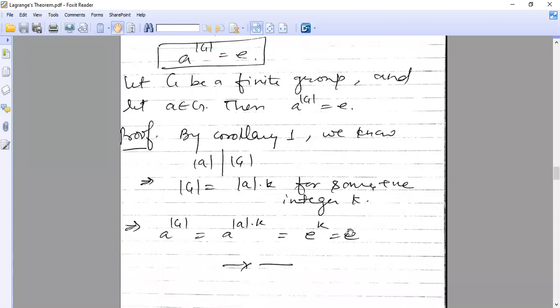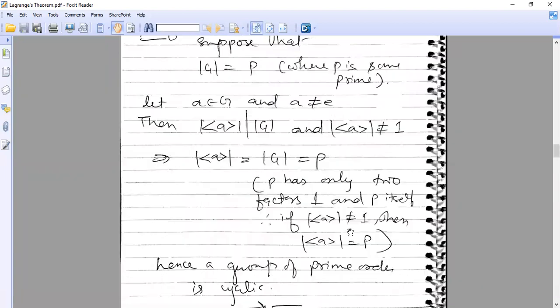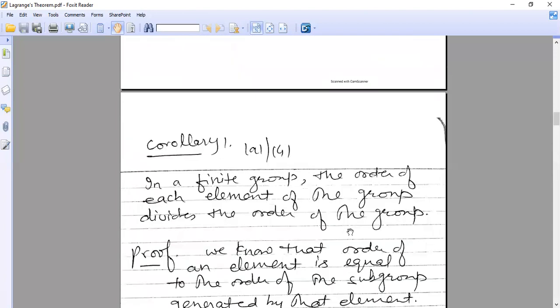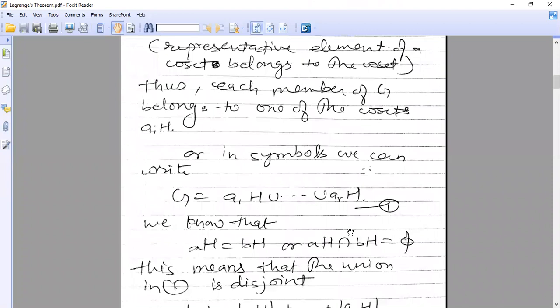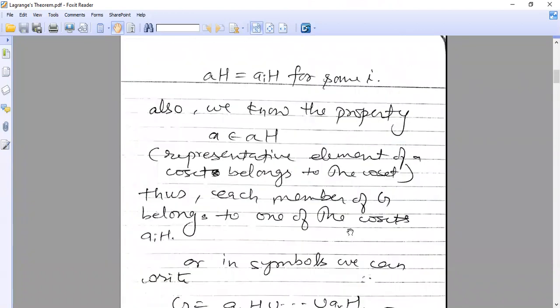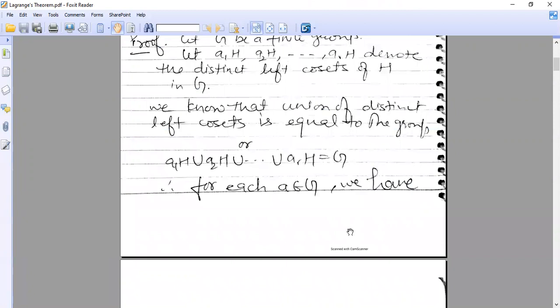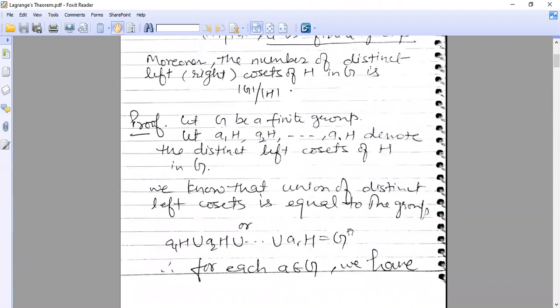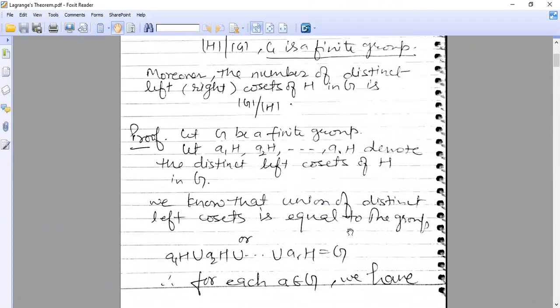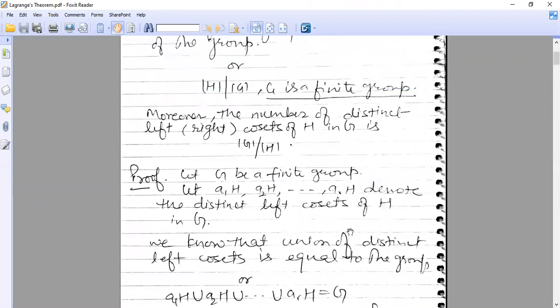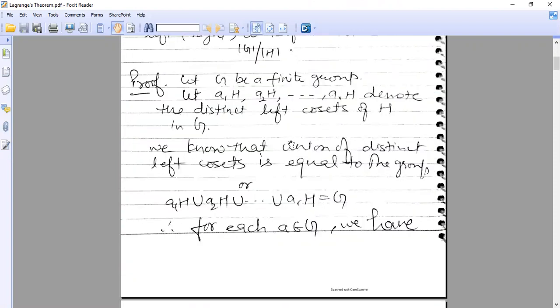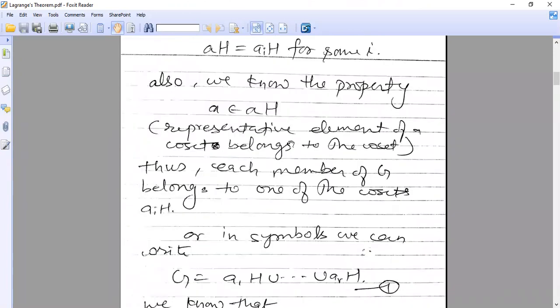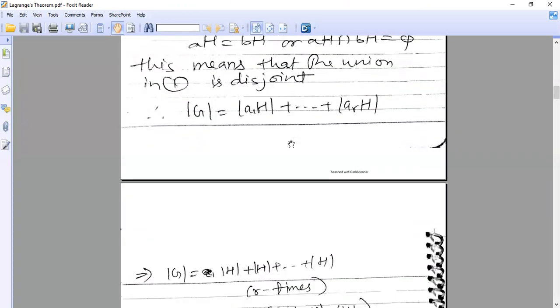So you have seen Lagrange's theorem. Let us see once again all these results. Lagrange's theorem says that if you have a finite group, then the order of the subgroup divides the order of the group. So here G was your finite group, and H is the subgroup. Then order of H divides order of G, and order of G upon order of H gives the index of H in G, the number of distinct left cosets, or the number of distinct right cosets.